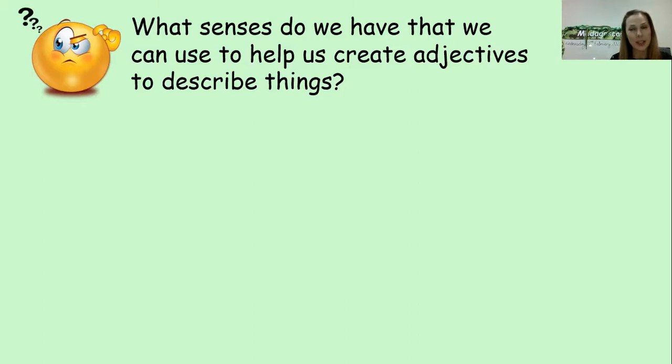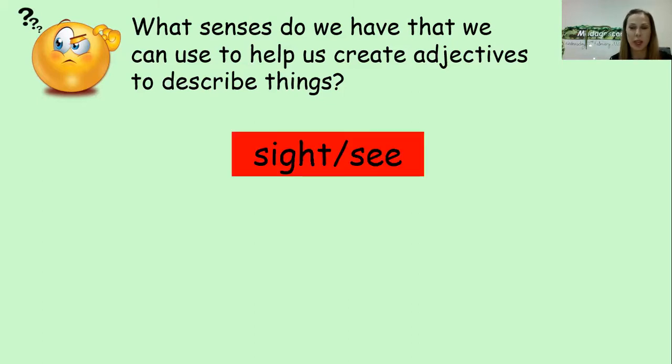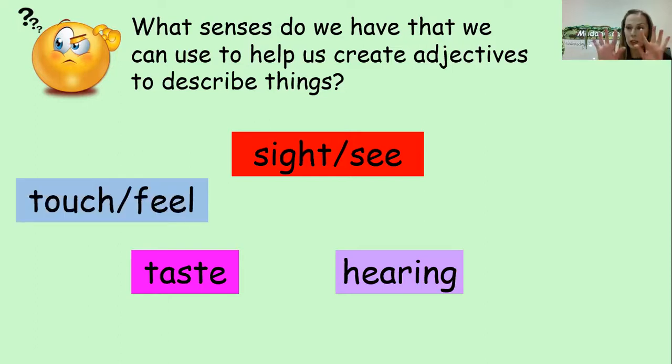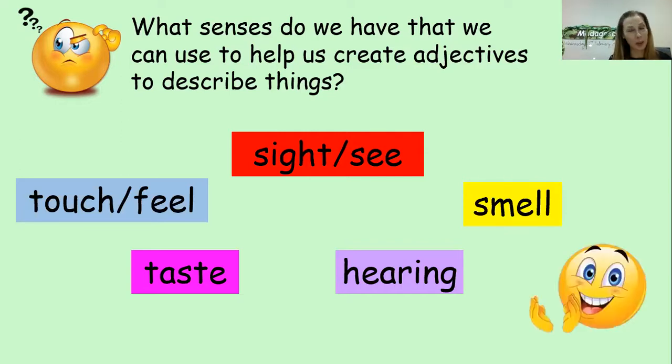Okay, I'm going to show you now. See how many you came up with. So we have the sense of sight. That's things that we can see. We have the sense of hearing, things that we can hear. We have the sense of taste. We have the sense of touch, things that we can feel. And we have the sense of smell. Did you come up with all 5? Well done if you did. Well done if you only come up with a couple of them.